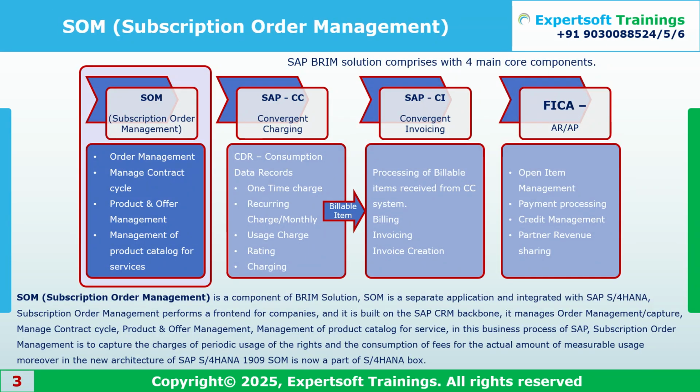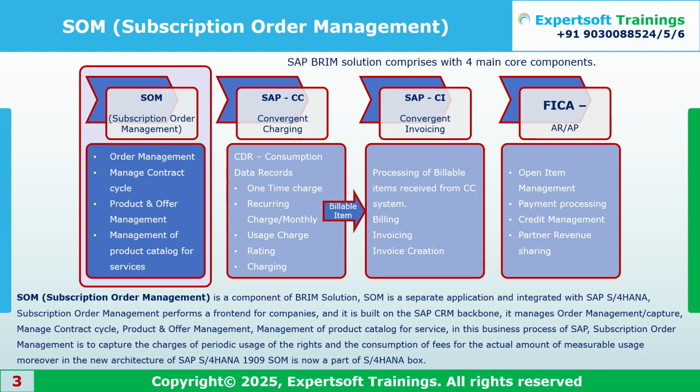So next I will talk about the main components. BRIM comprises mainly four components, core components: SOM, subscription order management, convergent charging, convergent invoicing, and FICA. So in our session, we are going to focus on convergent invoicing and FICA. We will discuss SOM and CC a little bit. I will show you an end-to-end session once our convergent invoicing and FICA is done. Meaning how SOM works, how CC works, and how it is integrated with everything. That way you will understand all the points and you will not be missing anything.